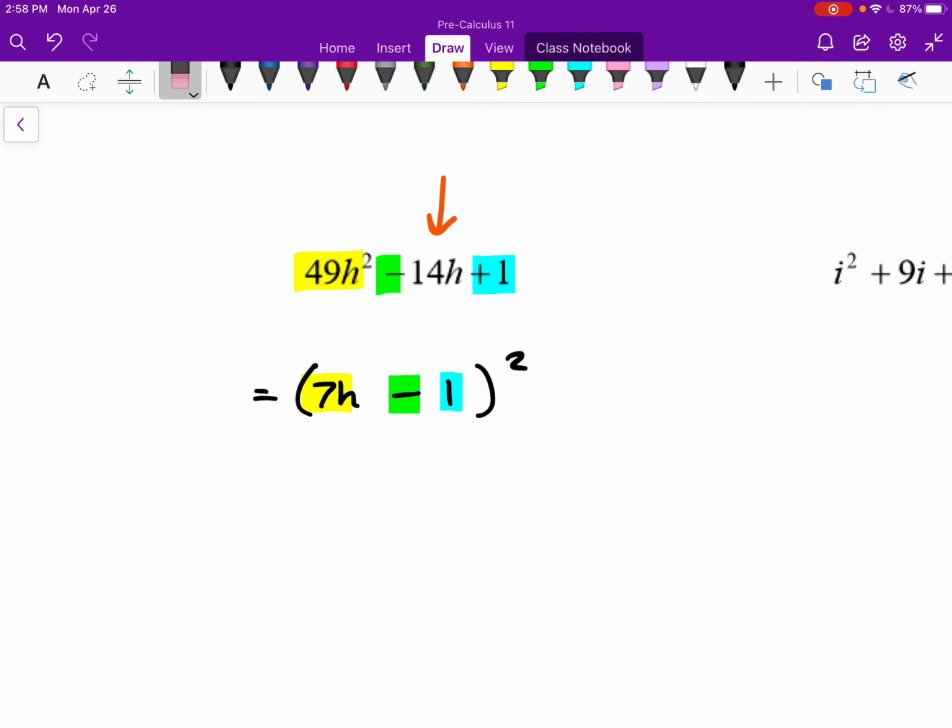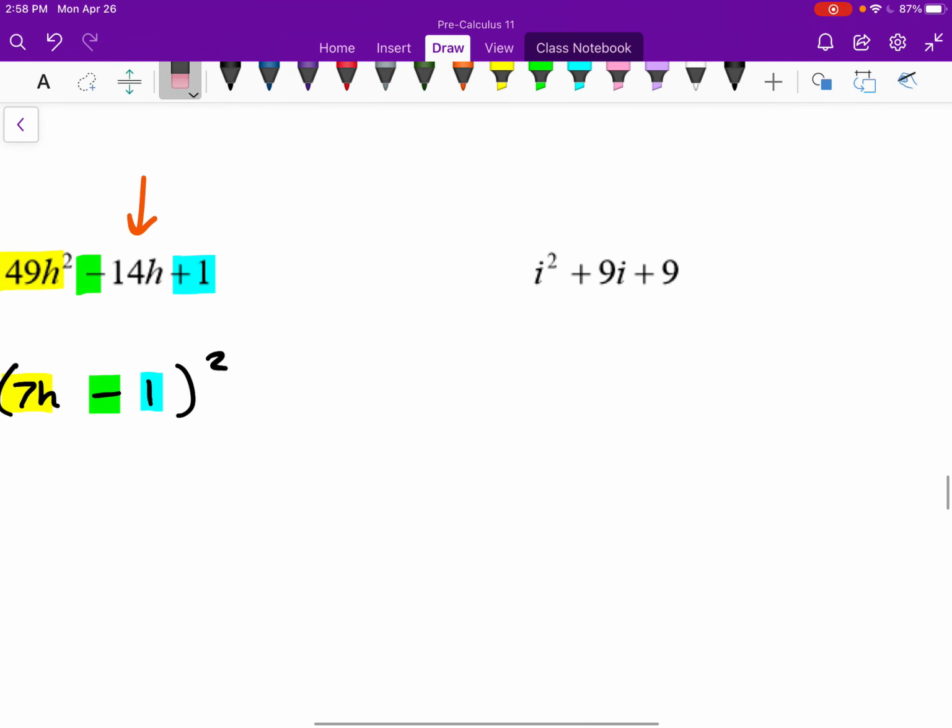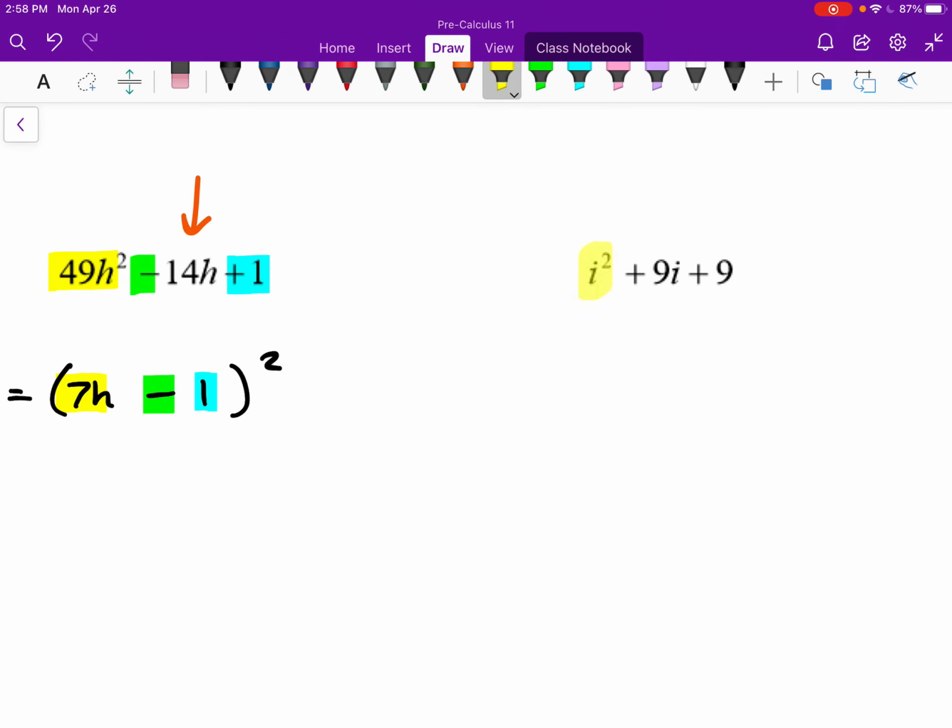So finally, here's the last one. Is this a perfect square? Again, looks promising. I squared is a perfect square. 9 is a perfect square. So if this is a perfect square, it's going to be I plus 3 all squared. Again, that plus because there's a plus here.